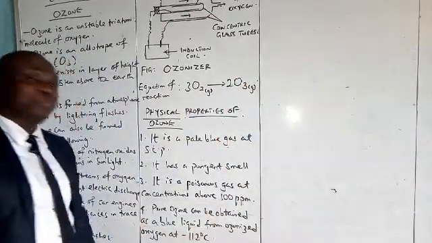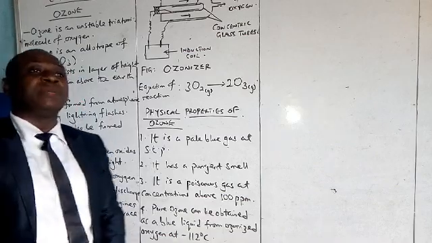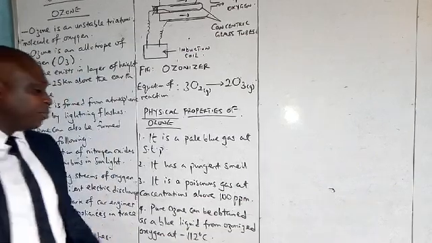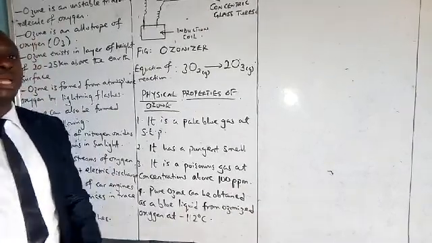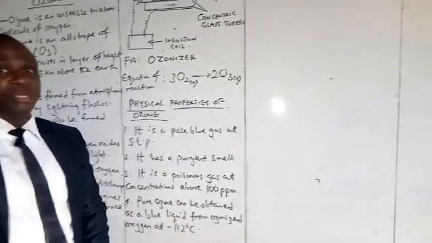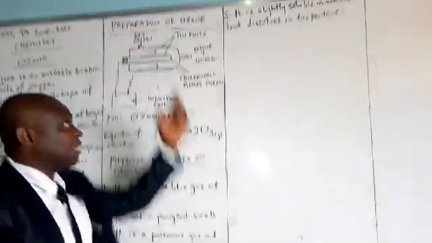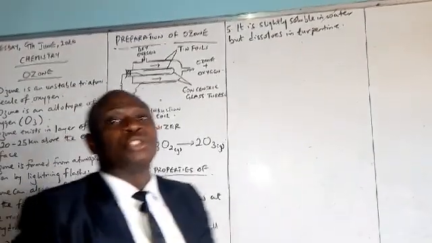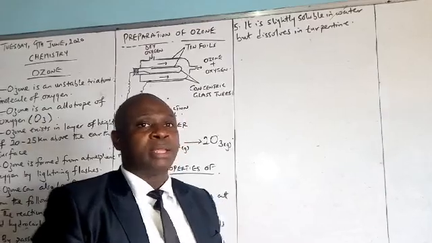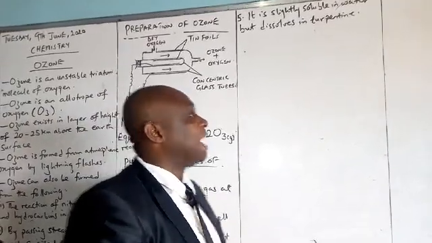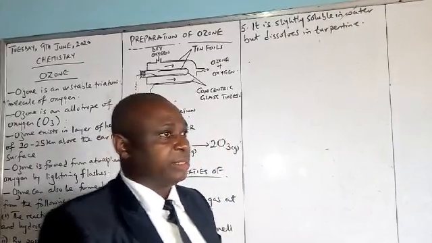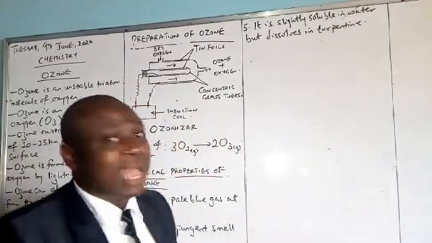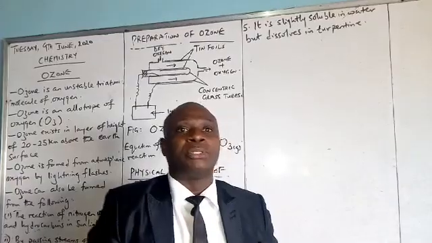Number 4, pure ozone can be obtained as a blue liquid from ozonized oxygen at a temperature of minus 112 degrees Celsius. Then the last one, it is slightly soluble in water, but it dissolves in turpentine. Turpentine is an organic solvent. And so next, let's look at the chemical properties of ozone.